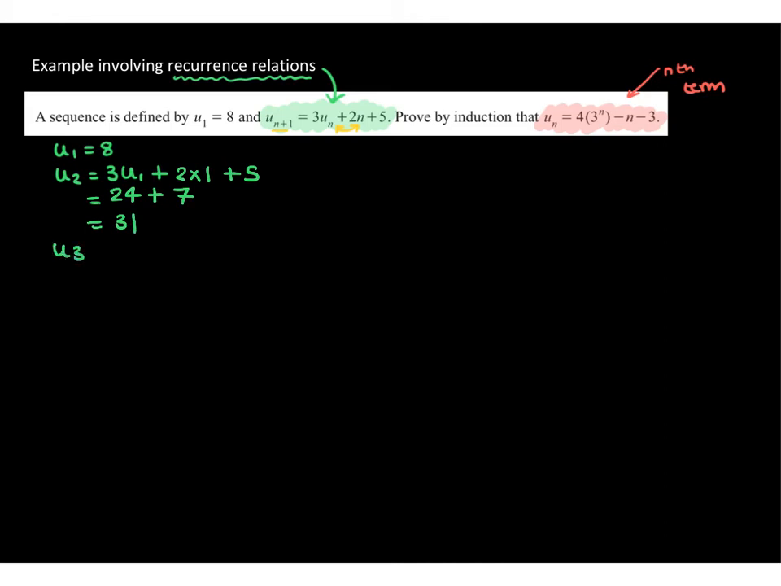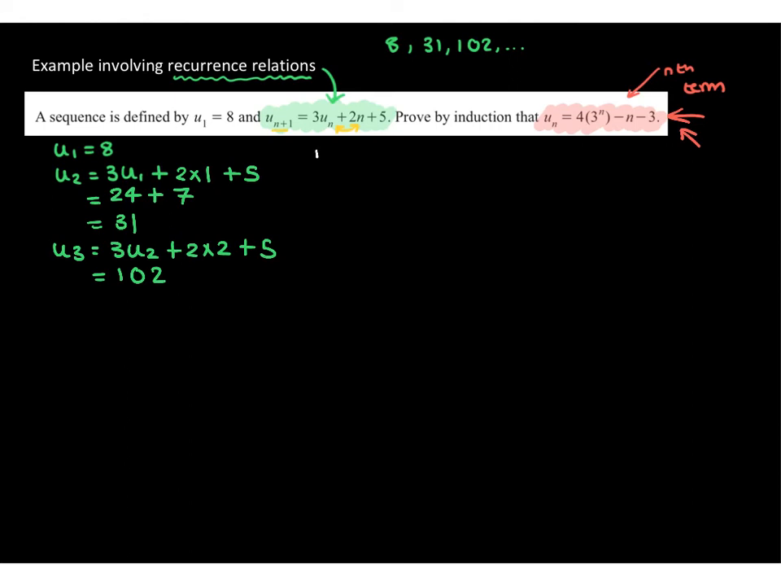Now, what about my third term? This is equal to 3 multiplied by u2 plus 2 times 2, remember what we just did, plus 5. So that is equal to 102, and so on. So our sequence is of the format 8, 31, 102, and so on, and we have got to use induction to prove that this result here tells us the nth term.